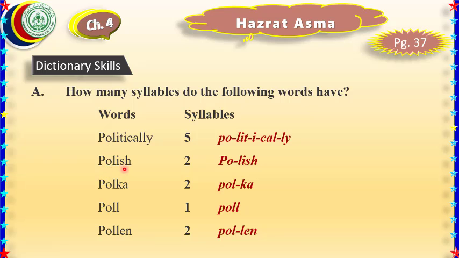When we pronounce polish, it is po-lish. Po is one syllable, lish is the second syllable. In this way, polish has 2 syllables. Polka, polka. Pol is one syllable, ka the second syllable. In this way, this word polka has 2 syllables. Pole has 1 syllable. Pollen has 2 syllables. Let us move forward.